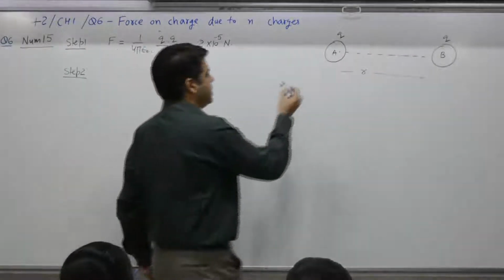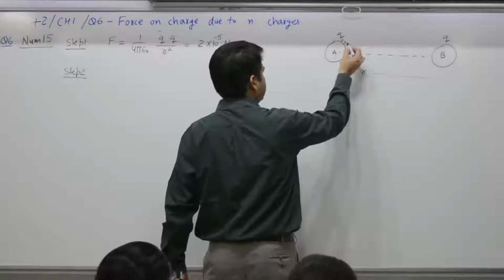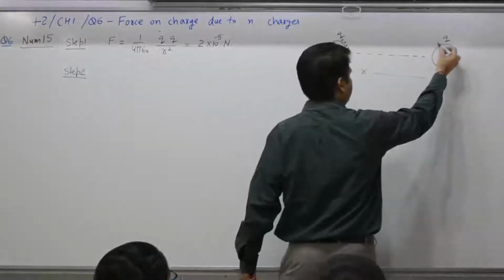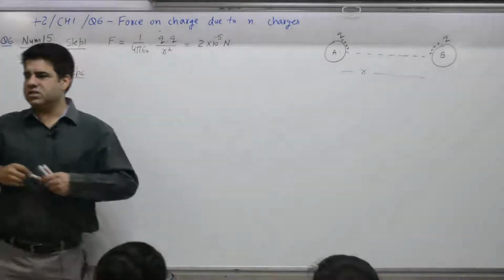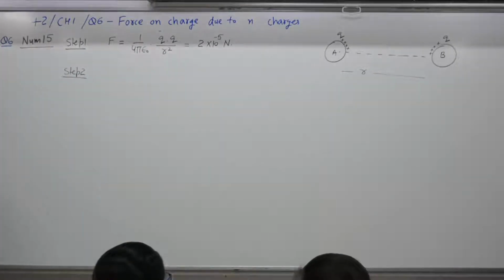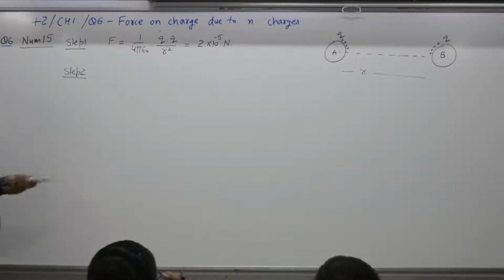Let the charge here be Q. We mark it as four plus charges. Fine. Then you bring another sphere, a third identical uncharged sphere. If this sphere is uncharged, then what?